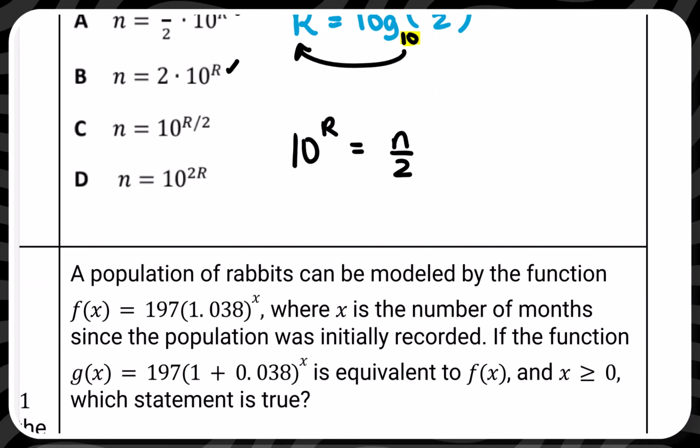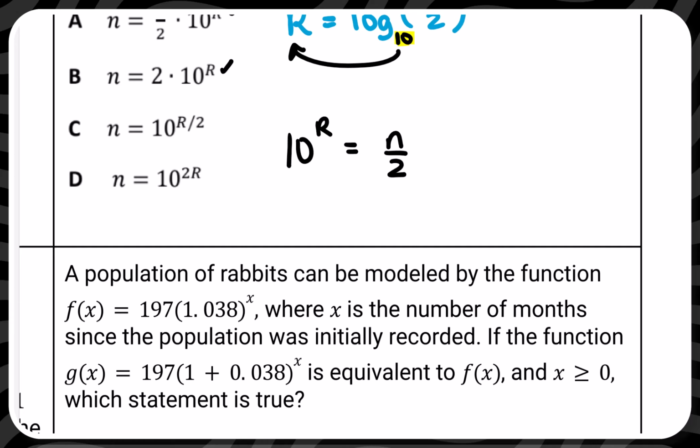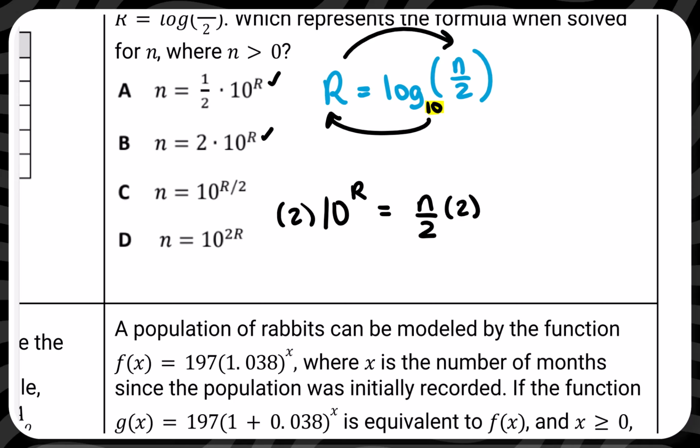All right, so now I'm just kind of at a pre-algebra question. Whoops. And I got to get rid of the 2. So divide by 2 means I have to multiply by 2. And the only one that says 2 times 10 is B. So that has to be the answer.